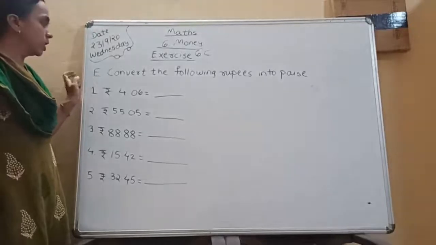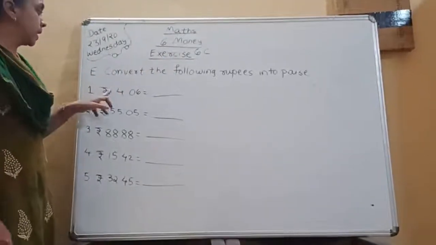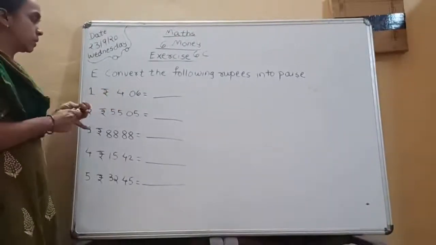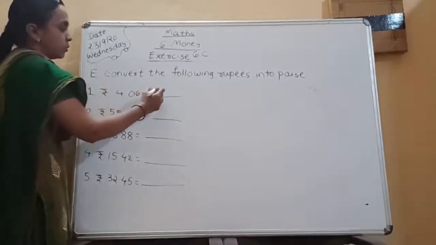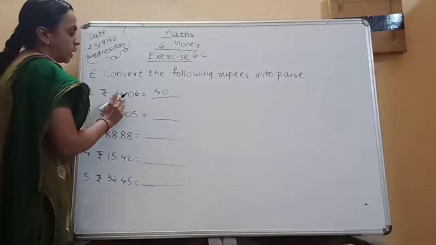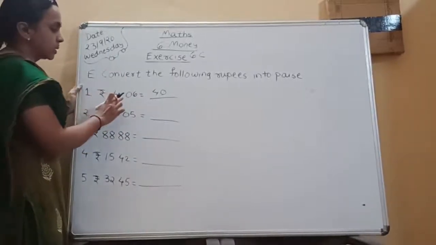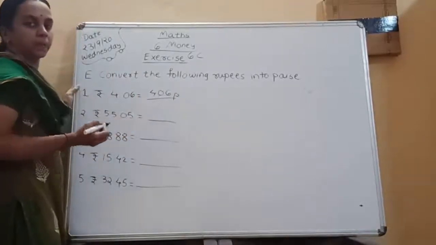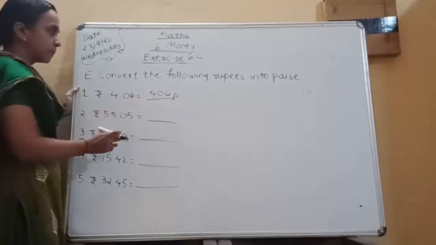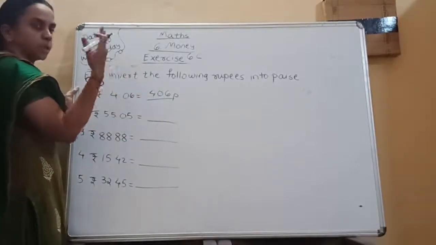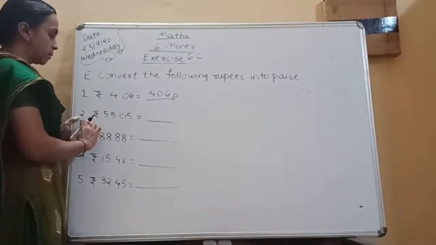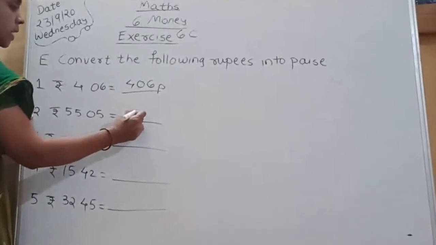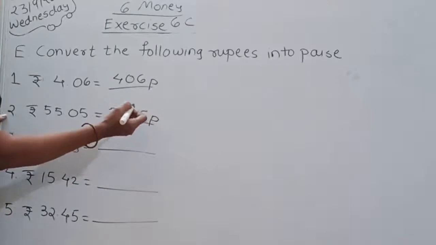Now see E question. Convert the following rupees into paise. So rupees are given here. We have to convert this rupees into paise. So just remove this point and you write down that number. 4.06 is there. So we have to remove this point. Then you write down directly that number 406p. Means what? 406 paise. Because we have to convert this rupees into paise. Then see second example, rupees 55.05. So remove this point and just write down this complete number and then write down small p.